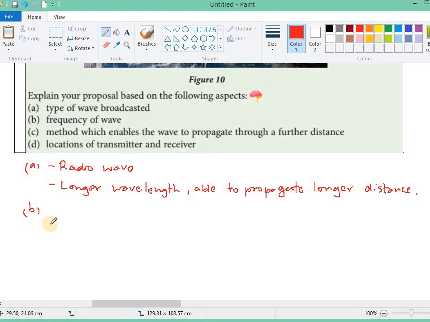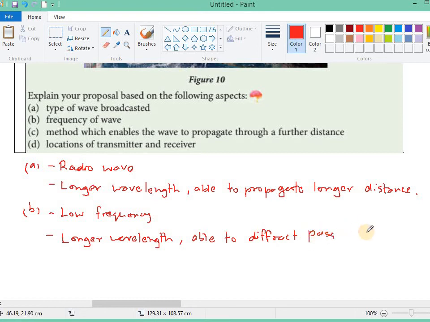B, frequency of wave. So what is the frequency of wave that we use? We need to use low frequency. Why do we need to use low frequency? So that it is longer wavelength. When it's longer wavelength, able to diffract, pass through obstacle. That means it can diffract around objects that block it, so it can go a longer distance. So that is the reason why we want to use low frequency, so that the wavelength is longer.